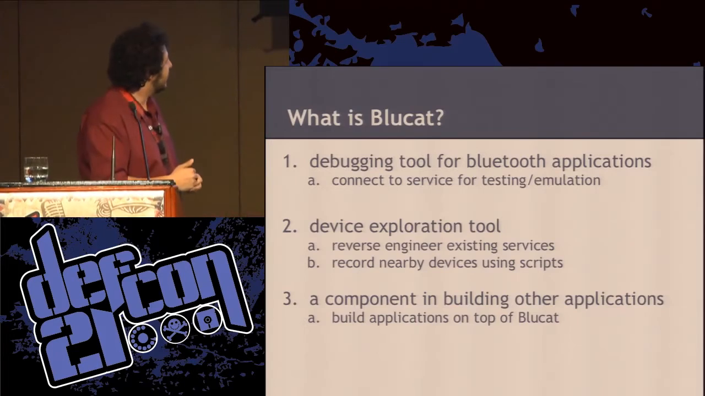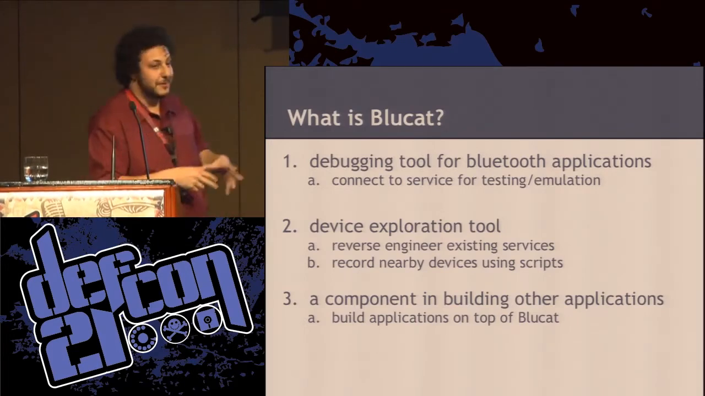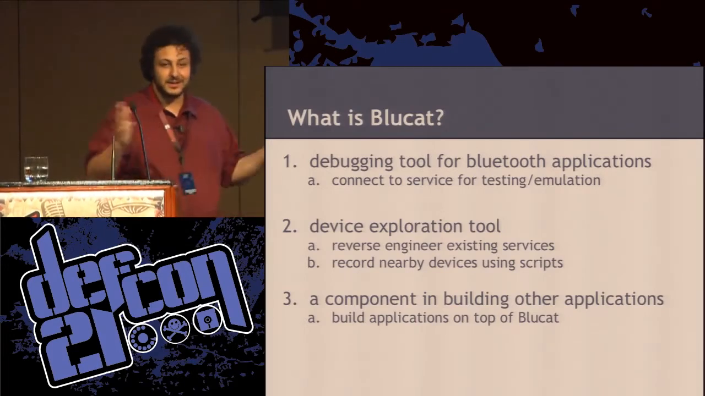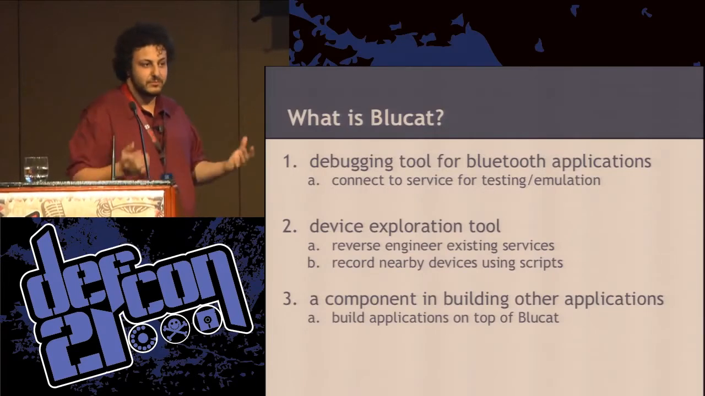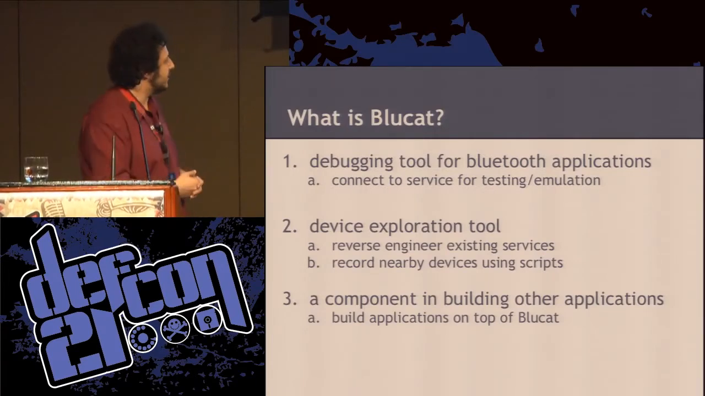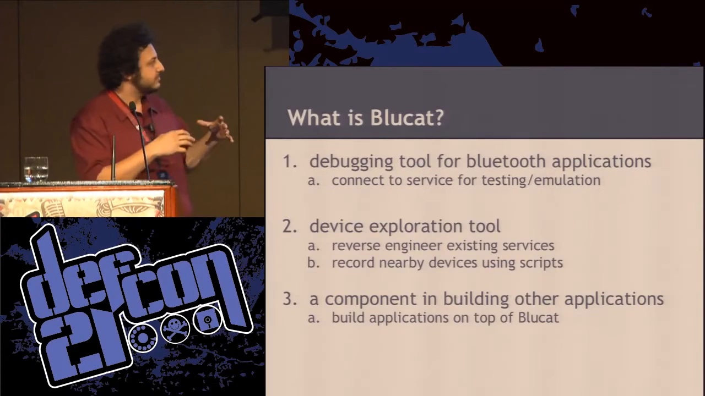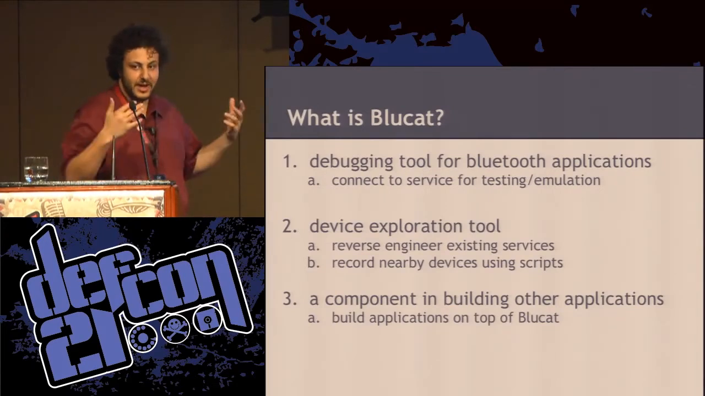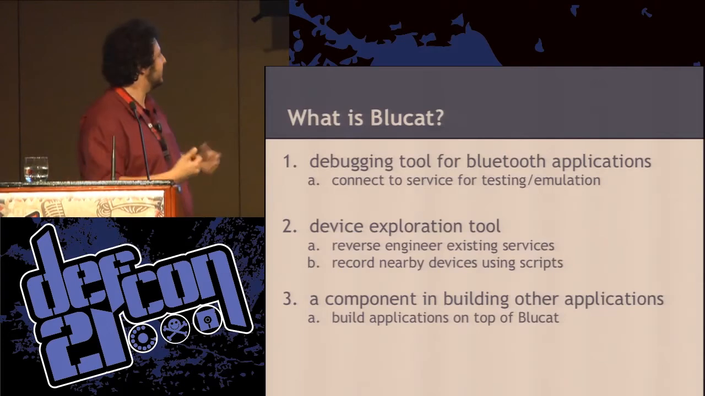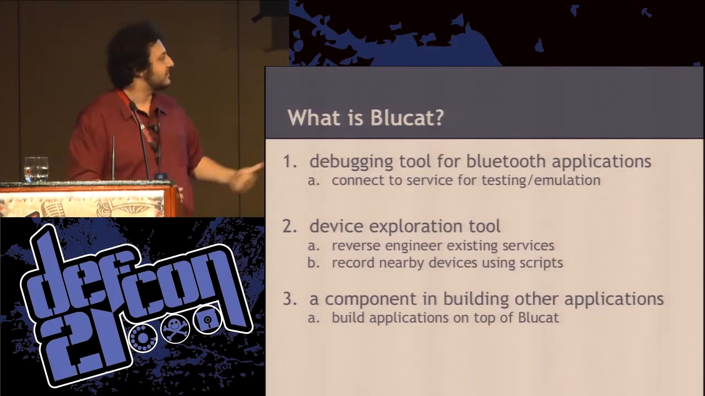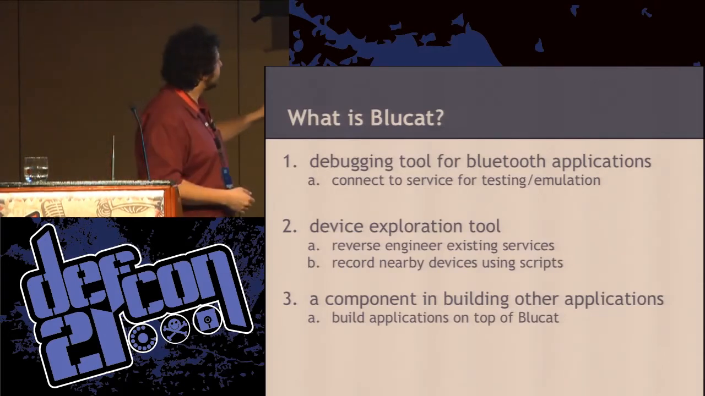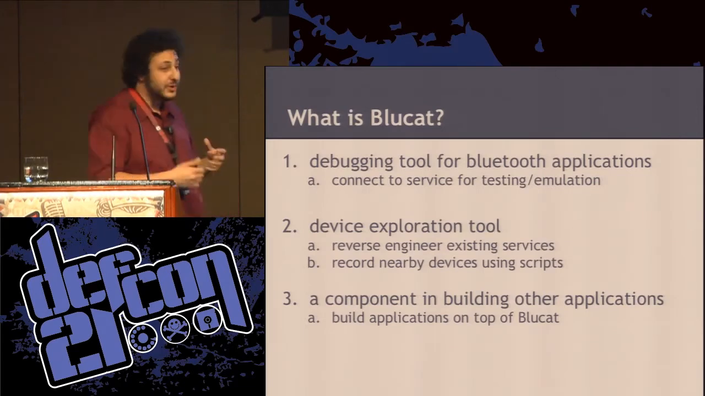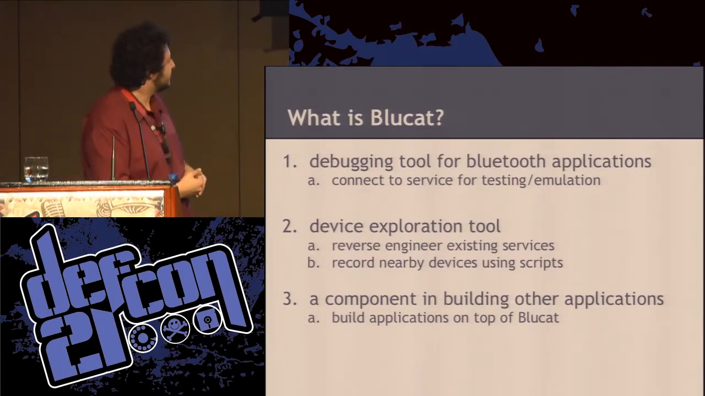And then you can record nearby devices using scripts, right? So you can just scan and do it in an nmap fashion. I have a format to output this to a CSV file, so you can aggregate tons of information about Bluetooth devices, which is interesting, and I have some cool graphs later. You can also use it as a component in building other applications.